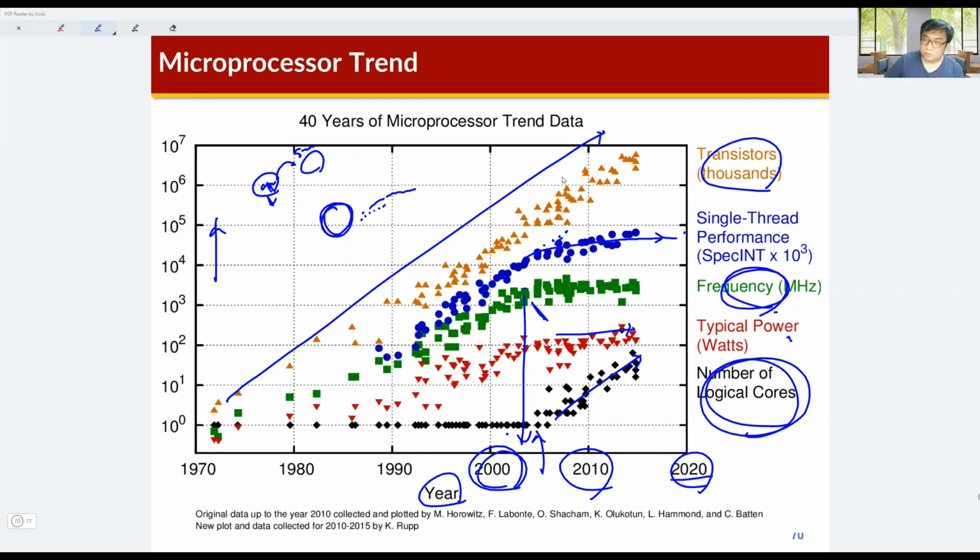So based on Moore's law, we can increase the number of cores like this. But if Moore's law ends, that means we cannot increase the number of transistors. So that means it's not easy to increase the number of logical cores. So what's the answer? How can you increase the performance of CPU? It is very difficult.